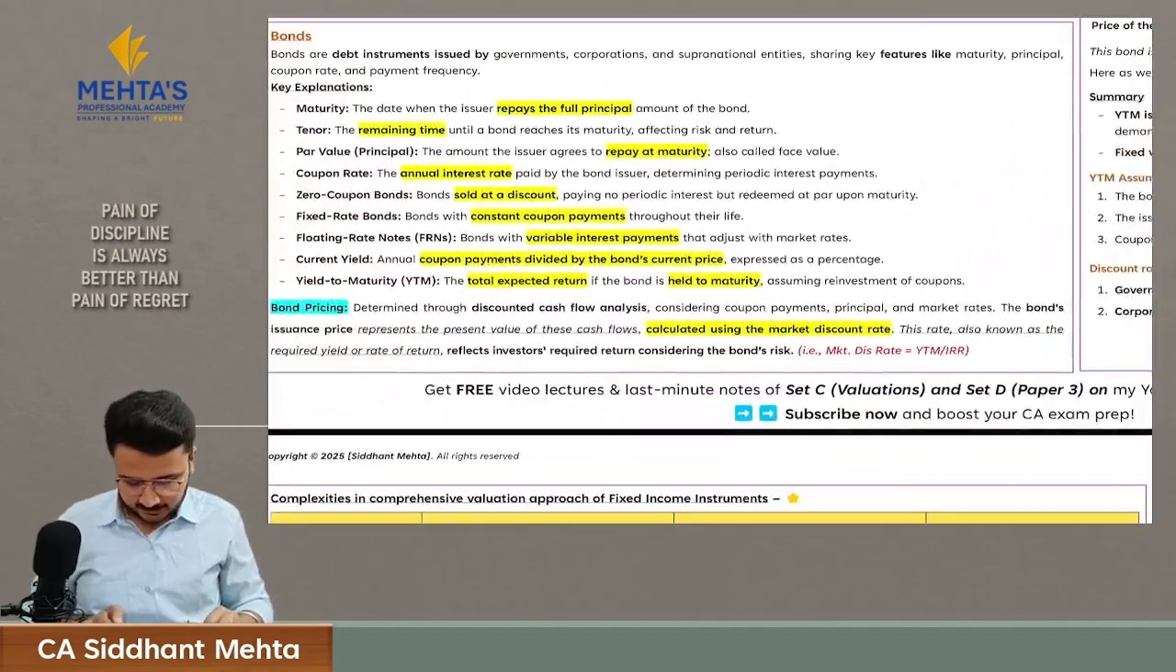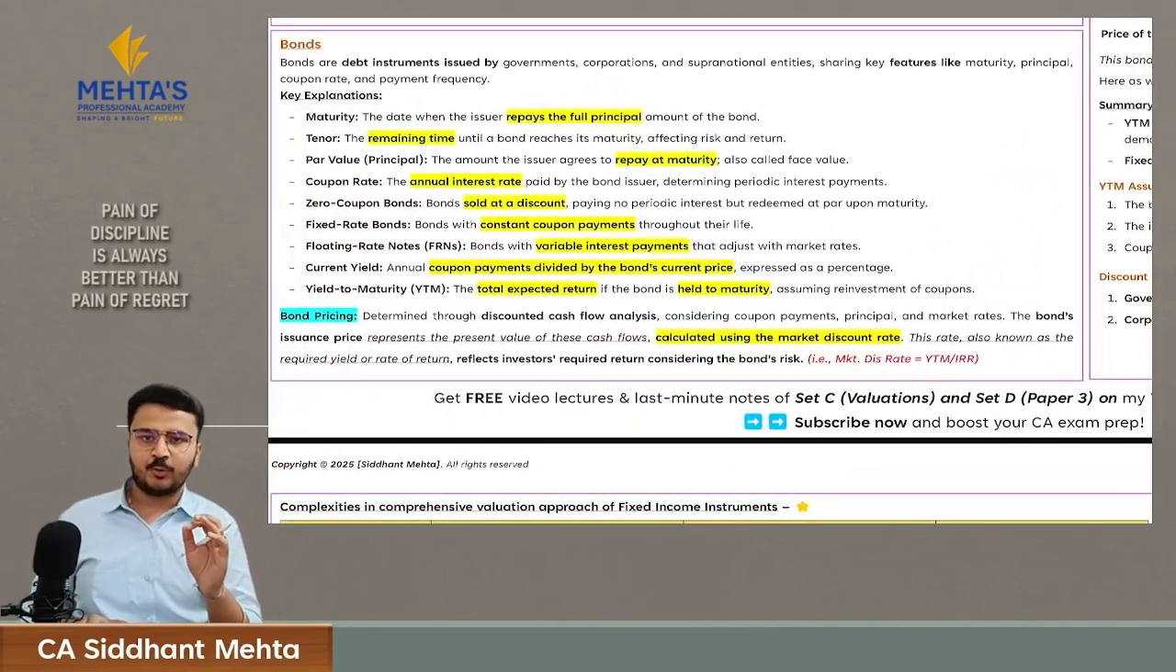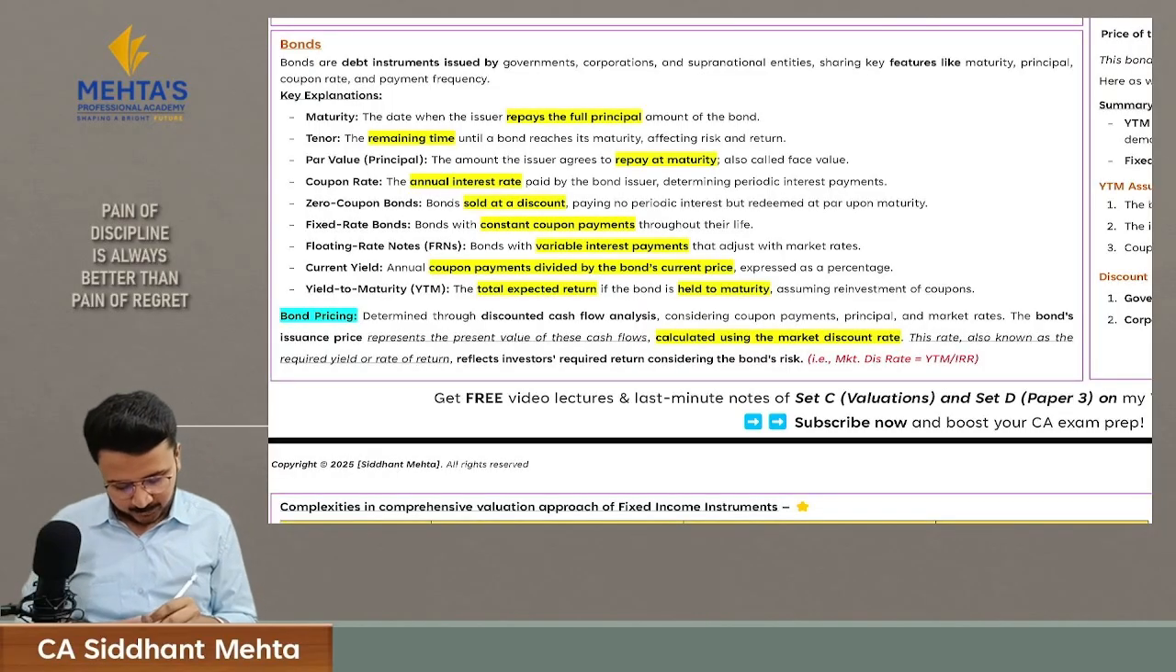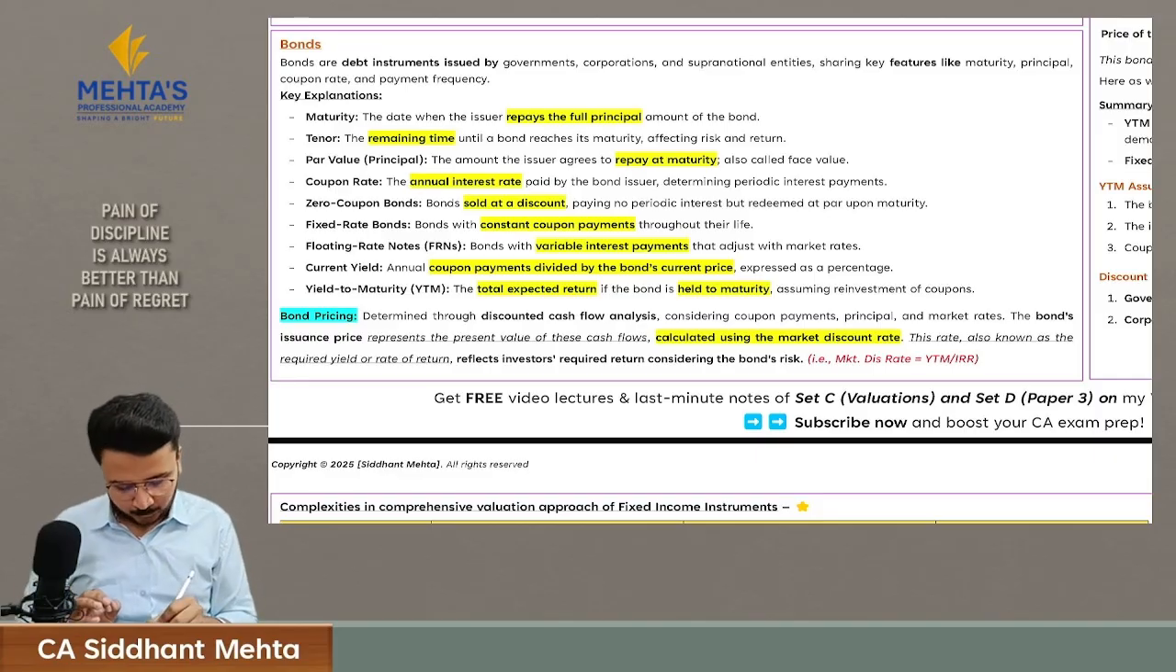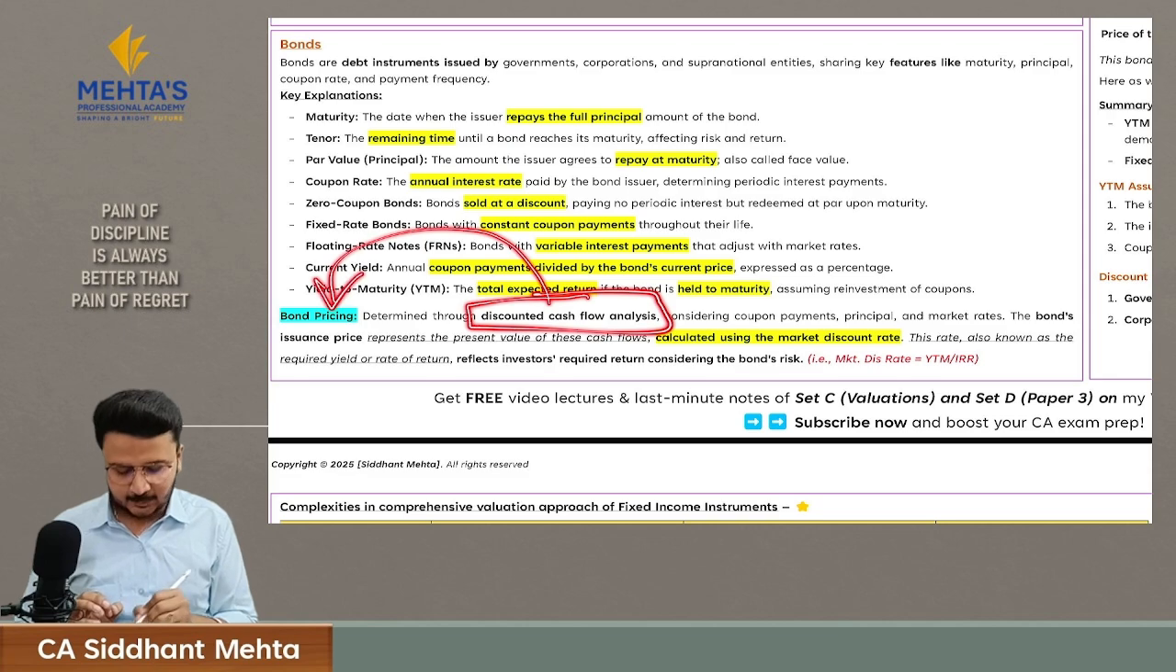Let's understand bond pricing. To value the bond, we use discounted cash flow, because here we can predict the interest which we are going to get. We also know how much principal we are going to get, and we also know at what time we are going to get it. So discounted cash flow is the right way to value this bond.